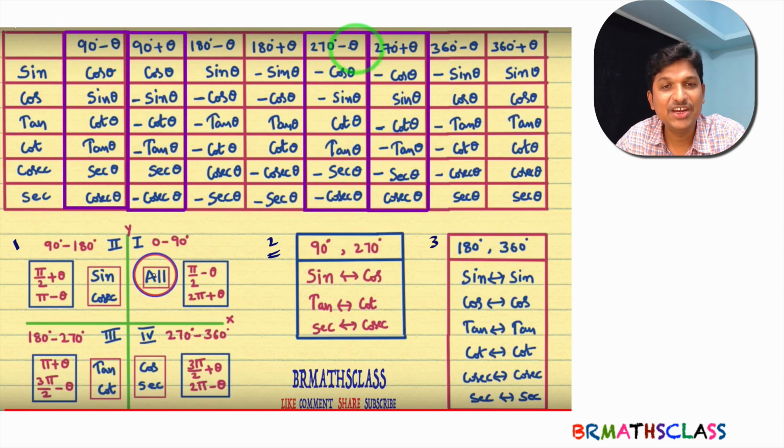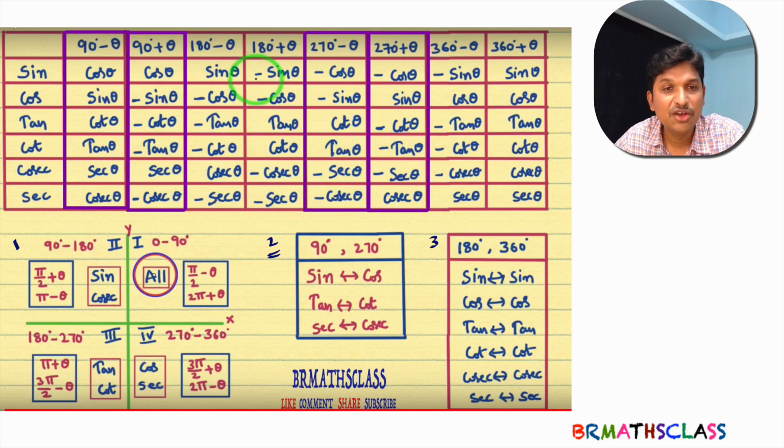Whenever 90, 270 is there, what do you know? You know that sine changes to cos, cos changes to sine. Tan changes to cot, cot changes to tan. Secant changes to cosecant, cosecant changes to secant. Here, you see, sine changed to cos, cos changed to sine, tan changed to cot, cot changed to tan, cosecant changes to secant, secant changes to cosecant. You see here also, whenever 270 is there, sine changes to cos, cos changes to sine, tan changes to cot. Correct? You observe those things?